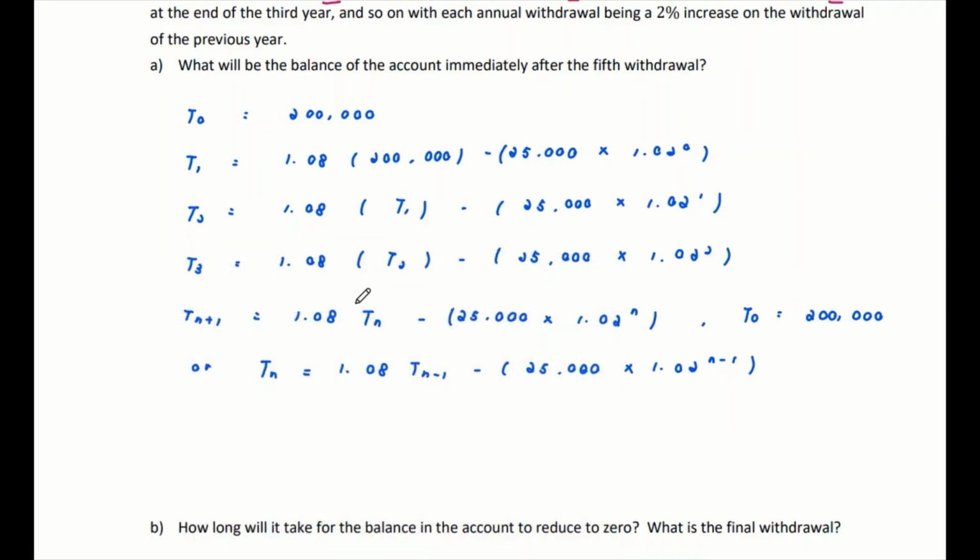So question one is to find out what's the balance of the account immediately after the fifth withdrawal. After the fifth withdrawal, which means at the end of the fifth year, so in 1 year you withdraw one time, right? So after the fifth withdrawal, which means at the end of the fifth year. So that's why you are finding your T5.